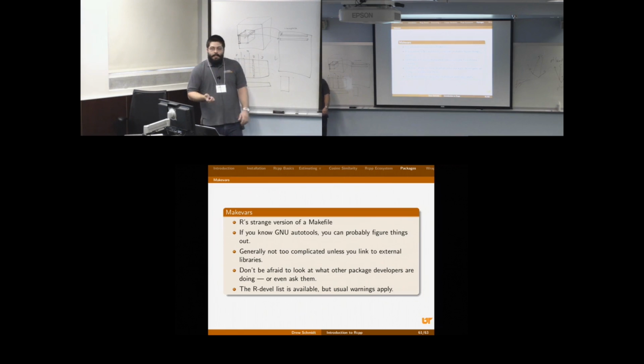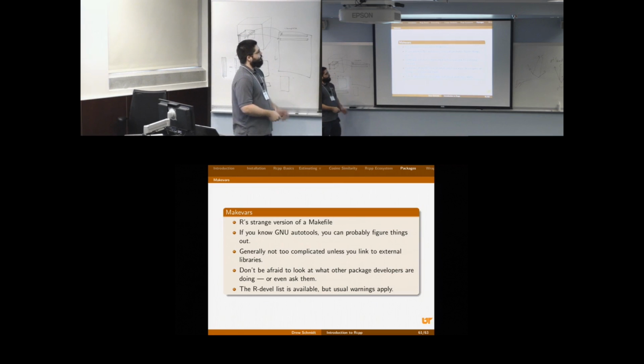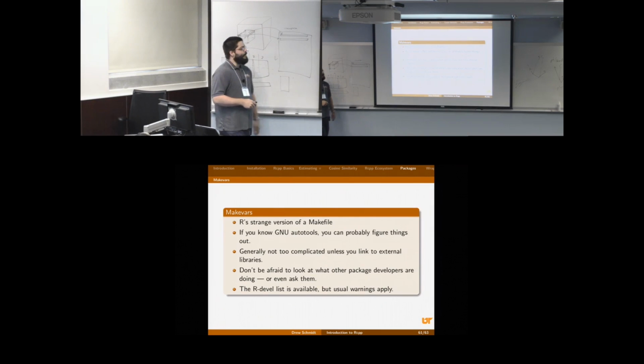So Makevars is an R package's bizarro version of a makefile. And if you are familiar with autotools, it'll look mostly familiar with a few strange changes. If you're not familiar with autotools, I would really recommend you just go find some other package and look at what they have done. Maybe even ask them for some help. Nobody likes autotools, so we all struggle with it and we all understand. So I would say, don't be afraid to ask questions and just look at what other people are doing. It's usually not too complicated unless you link with external libraries, and then it's just a huge headache.